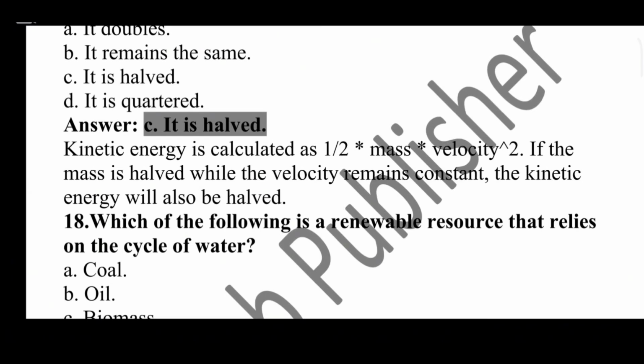Kinetic energy is calculated as 1/2 times mass times velocity squared. If the mass is halved while the velocity remains constant, the kinetic energy will also be halved.